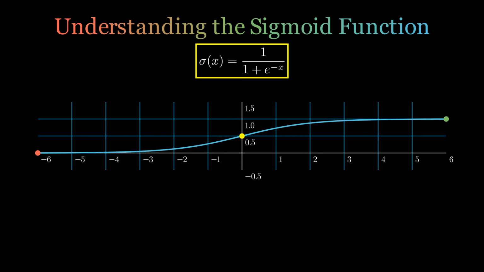At x equals 0, the sigmoid function is exactly 0.5, dividing the curve symmetrically. The curve has horizontal asymptotes at y equals 0 and y equals 1.